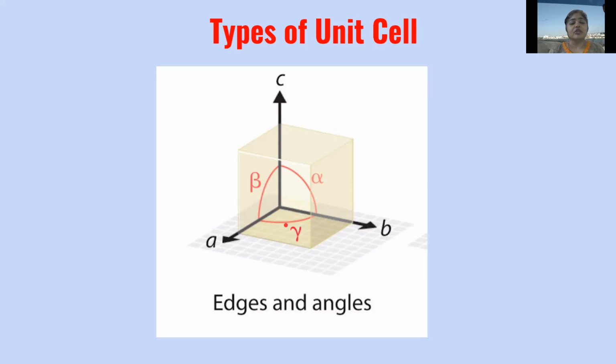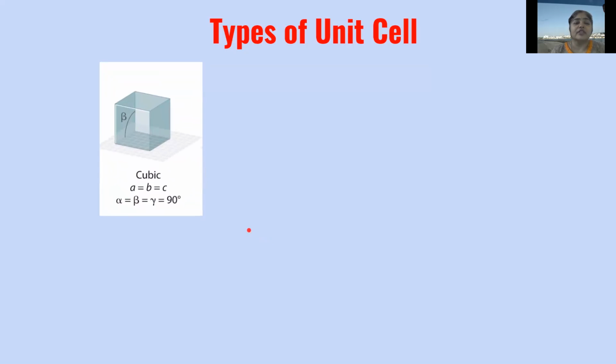Once we know the measure or the relation between the edges and the angles of any unit cell, then we can determine 7 different types of unit cells. So let us see these 7 different types of unit cells. The first one here is the very simplest one, that is the cubic unit cell, wherein all the edges, that is A, B, and C, are equal to each other, as well as the angles between the edges are all equal to 90 degrees. So this is a cubic unit cell.